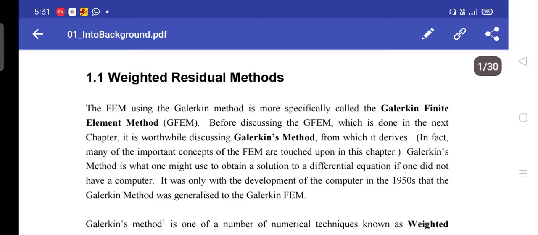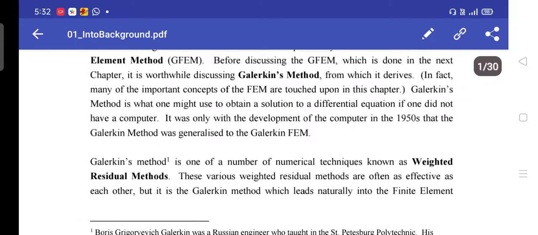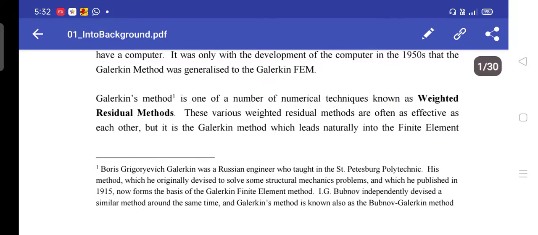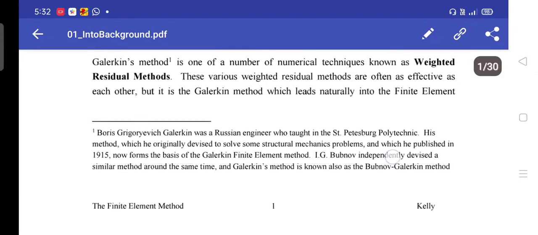Galerkin's method is what one might use to obtain solutions to differential equations if one didn't have computers. It was only with the development of computers in the 1950s that the Galerkin method was generalized to Galerkin FEM. The Galerkin method is one of a number of numerical techniques known as weighted residual methods. These various weighted residual methods are often as effective as each other, but it is the Galerkin method which leads naturally into the finite element method.